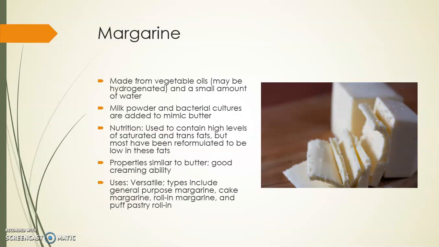Now, margarine is very similar to butter, but it's made from vegetable oils. And it also has a small amount of water in it. Water is incorporated into margarine with emulsifiers. Remember, emulsifiers help oils and water to mix. Now, butter and margarine have a pretty similar amount of water and oil in them, but margarine has to have milk powder and bacterial cultures added to mimic the flavor of butter.